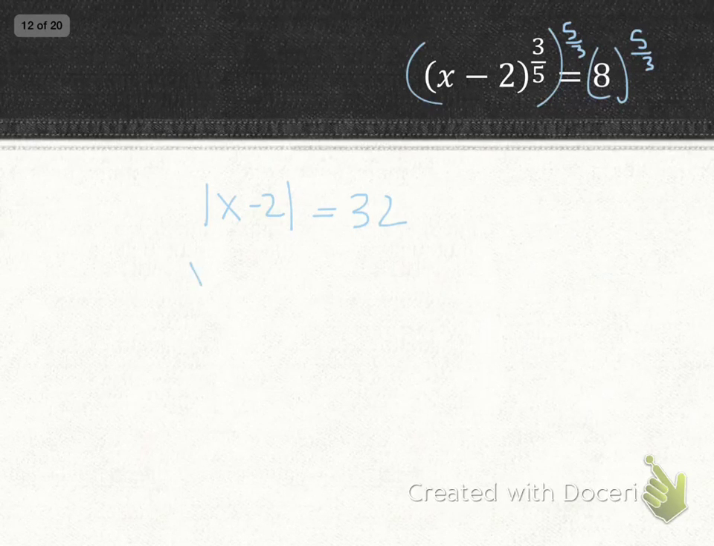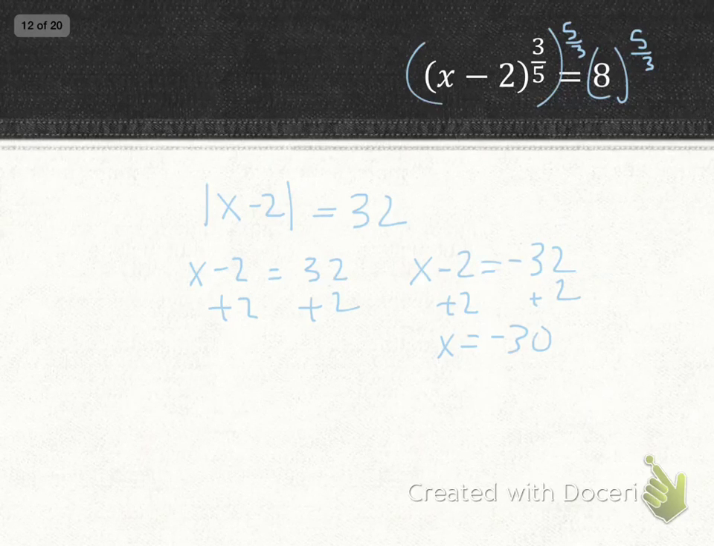To get rid of my absolute value bars, I have a positive 32 and a negative 32. We split it. I have to add 2 for both of them. So I get x is equal to negative 30 and x is equal to 34. We need to plug it back in and check to see if either of them work.